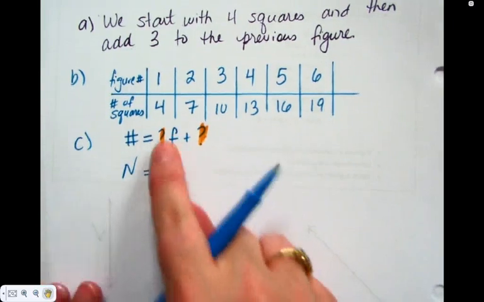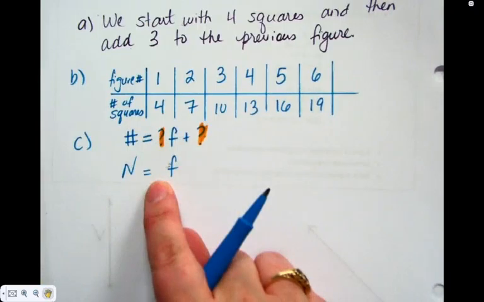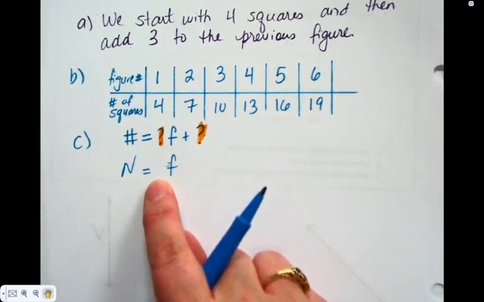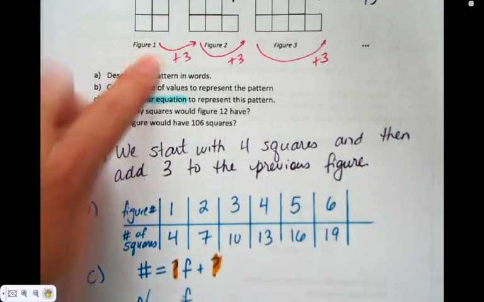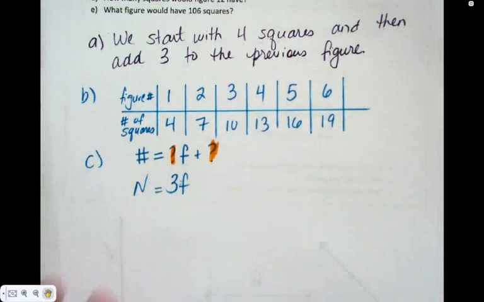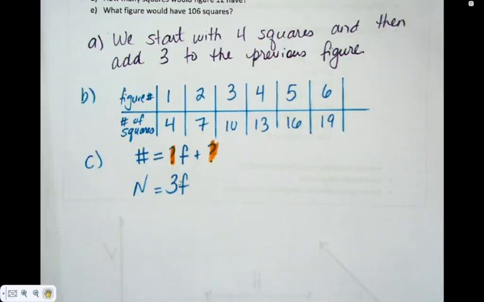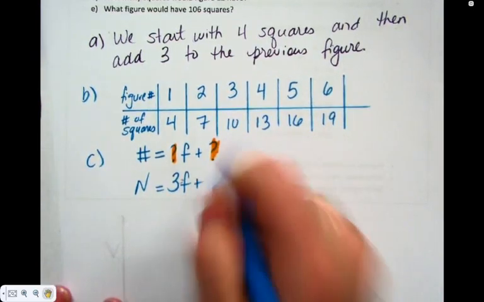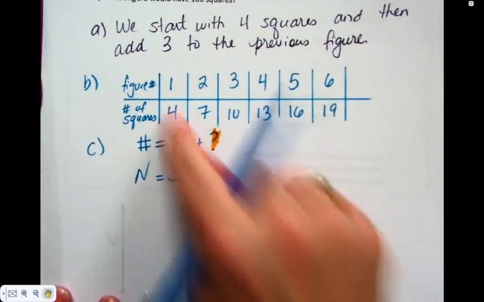The number that goes in front of the F is always what we're adding to the previous figure. So it's the pattern number, we call it. What did we say above we were adding to each individual figure? 3. So that's always going to be the number in front of the F. We call it the figure number, so it's what we're adding.